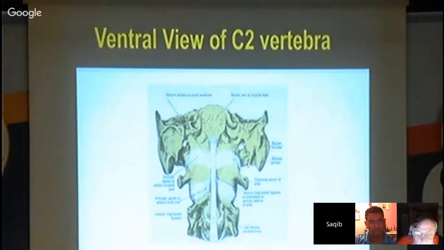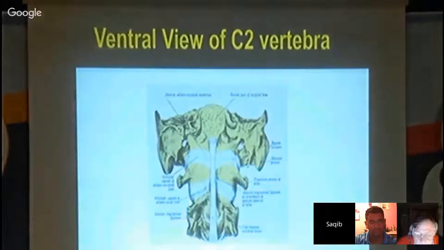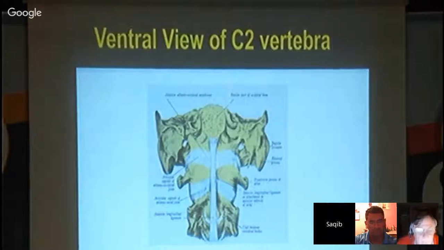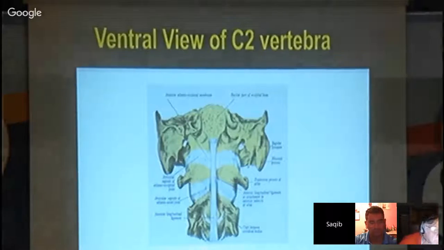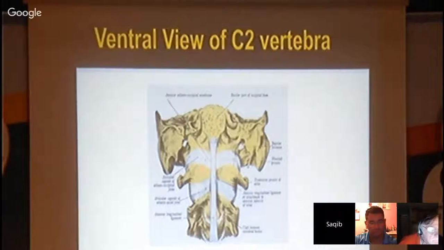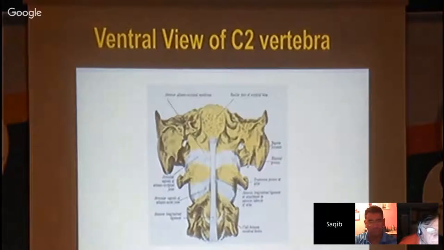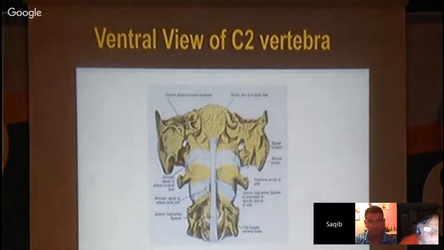Just a quick revision. So what ligament is this in the middle? Anterior longitudinal ligament. And what's this ligament joining this here? What ligament is that? Okay, so it's an anterior membrane which is on the joint itself.